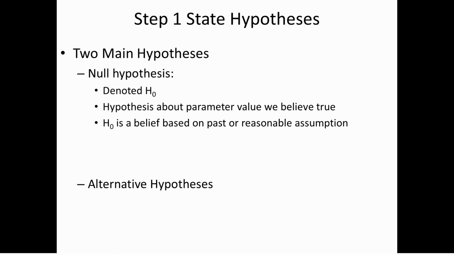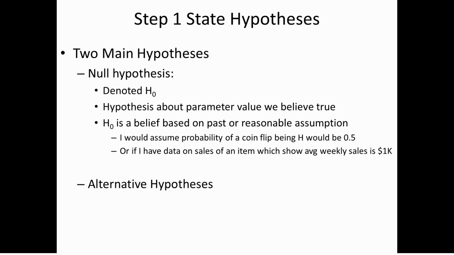And usually the null hypothesis is based on some sort of reasonable assumption or some sort of past data or evidence. So for example, if we were to flip a coin, what's reasonable to assume? Well, it's reasonable to assume that the probability of heads would be a half, that the coin was fair. So what you assume right off the bat is that any coin you see is fair. That's the null hypothesis. Or suppose I have data on the sales of some item and the average weekly sales is $1,000. Then I would assume, based on the past history, that this week it should be $1,000.